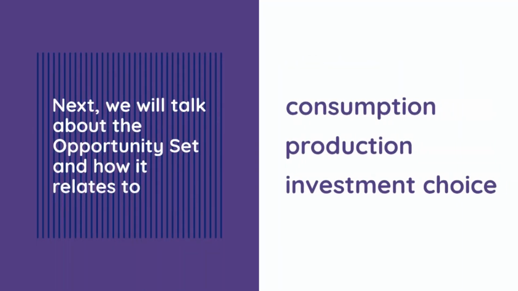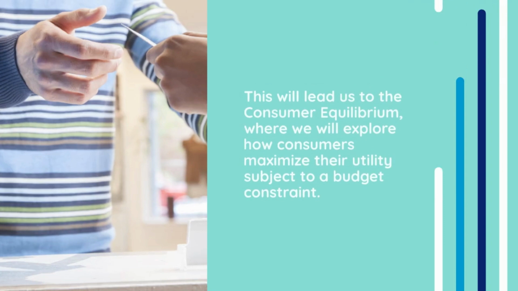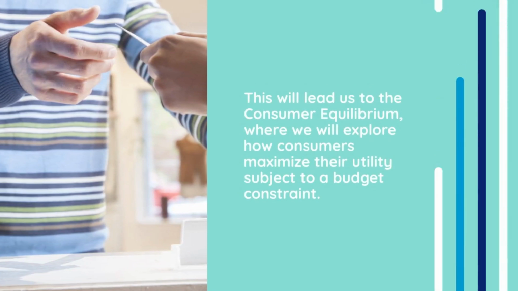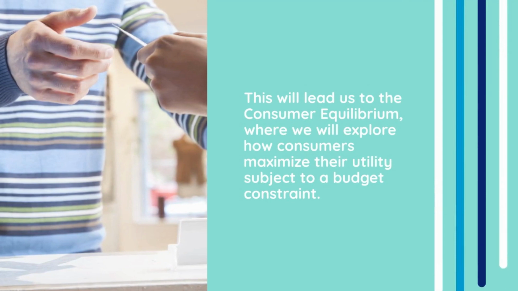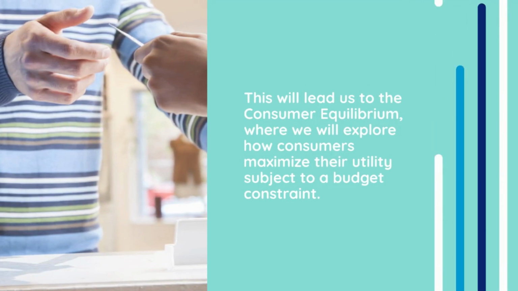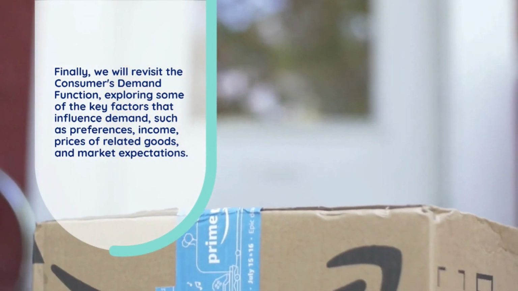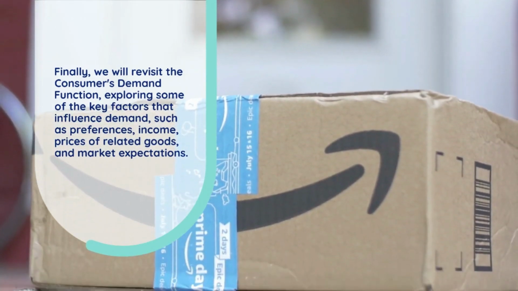Next, we will talk about the opportunity set and how it relates to consumption, production, and investment choice. This will lead us to the consumer equilibrium, where we will explore how consumers maximize their utility subject to a budget constraint. Finally, we will revisit the consumer's demand function, exploring some of the key factors that influence demand, such as preferences, income, prices of related goods, and market expectations.